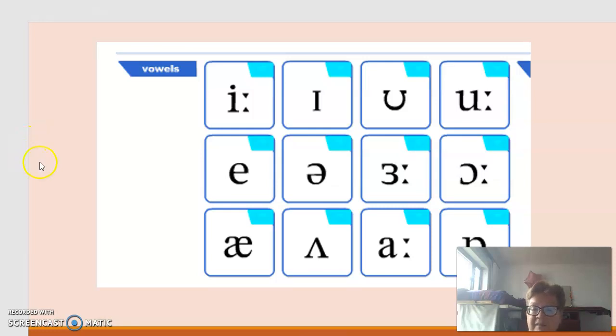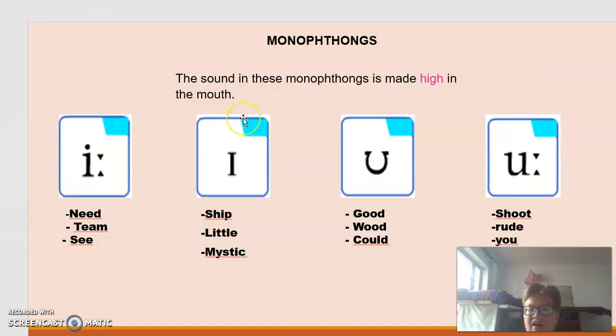Here we can see the vowels. As you can see, some of them have those 2 points right here. It means that those vowels are long sounds. So here we have 4 in the front, 5 in the back, and 3 central vowels, as we see here. Here are the monophthongs. The sound of these monophthongs is made high in the mouth, as you can see, right?